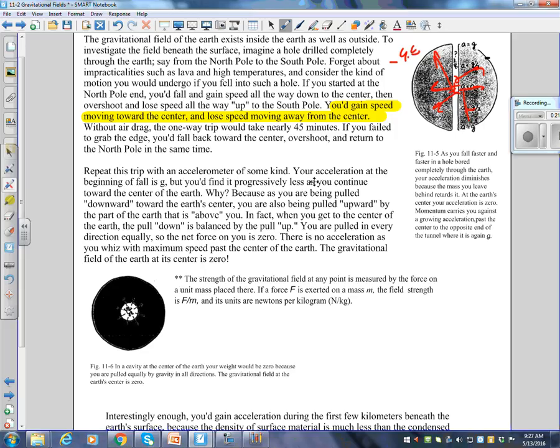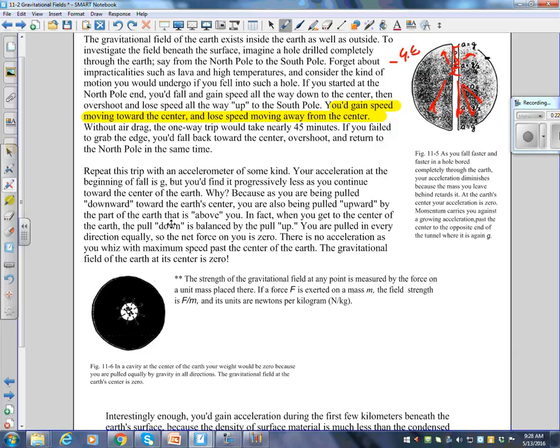So repeat this trip with an accelerometer of some kind. Your acceleration at the beginning of the fall is g, minus 9.8. You'd find it progressively less as you continue toward the center of the Earth. Why? Because as you're being pulled downward toward the Earth's center, you are also being pulled upward by the part of the Earth that is, air quotes, above you. Right? Like right here, you've got all of this mass below you pulling you down. Don't let it get you down. But you're also being pulled up by this mass. And again, this is based on the Earth being a complete sphere, right?